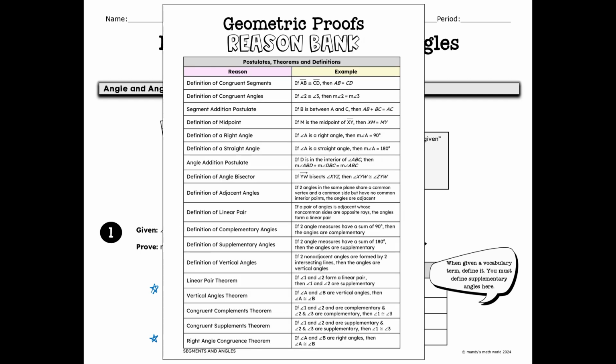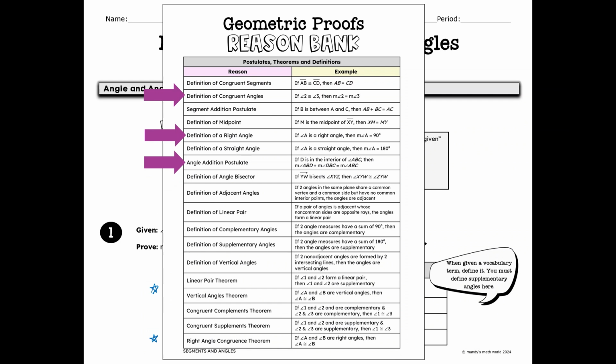The reasons that we're going to be using today, or the justifications, are the definition of congruent angles. The definition of congruent angles tells us that if two angles are congruent, then their measures are equal. We're also going to be using the definition of a right angle, which just tells us that if an angle is a right angle, then its angle measure is 90 degrees. We're also going to be using the angle addition postulate, which tells us that if I have two angles that are right next to each other, I can add their angle measures together to get the measure of the entire angle. That's the angle addition postulate.